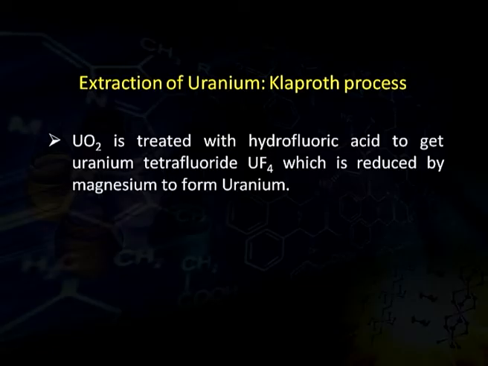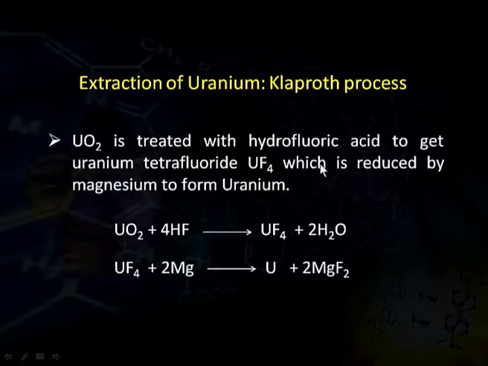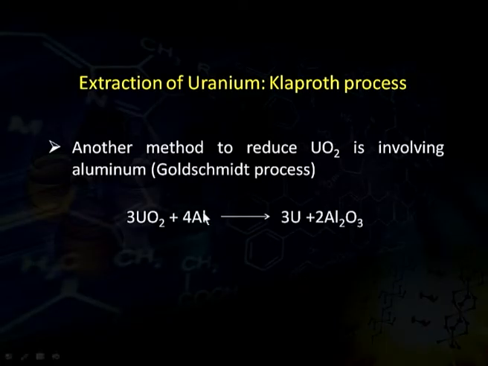UO2 is initially treated with hydrofluoric acid to get uranium tetrafluoride, UF4, which is reduced by magnesium to form uranium. This is the reaction showing how UO2 is treated with hydrofluoric acid, and further uranium tetrafluoride is treated with magnesium, getting reduced to uranium finally. Another method of obtaining uranium from UO2 is to reduce UO2 using aluminum. It is known as the Goldschmidt process. This is the reaction where UO2 is treated with aluminum and uranium is obtained.